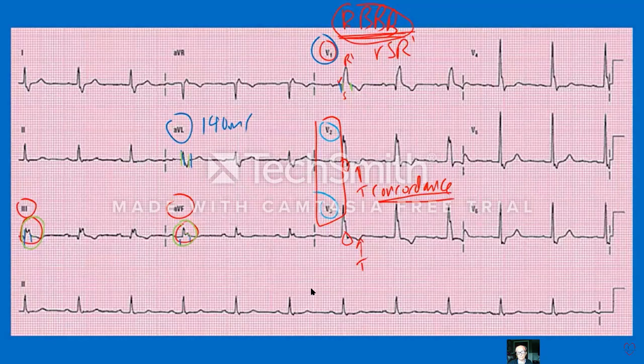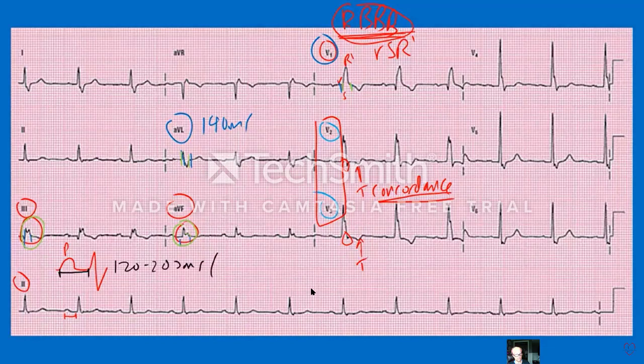Now, a few last things to point out in this EKG is that there's PR prolongation. If you look at the rhythm strip down here, our PR interval is this. Remember, we have our P wave and then our QRS complex. The PR interval is from the beginning of the P wave up to the beginning of the QRS complex, and it should be between 120 and 200 milliseconds.